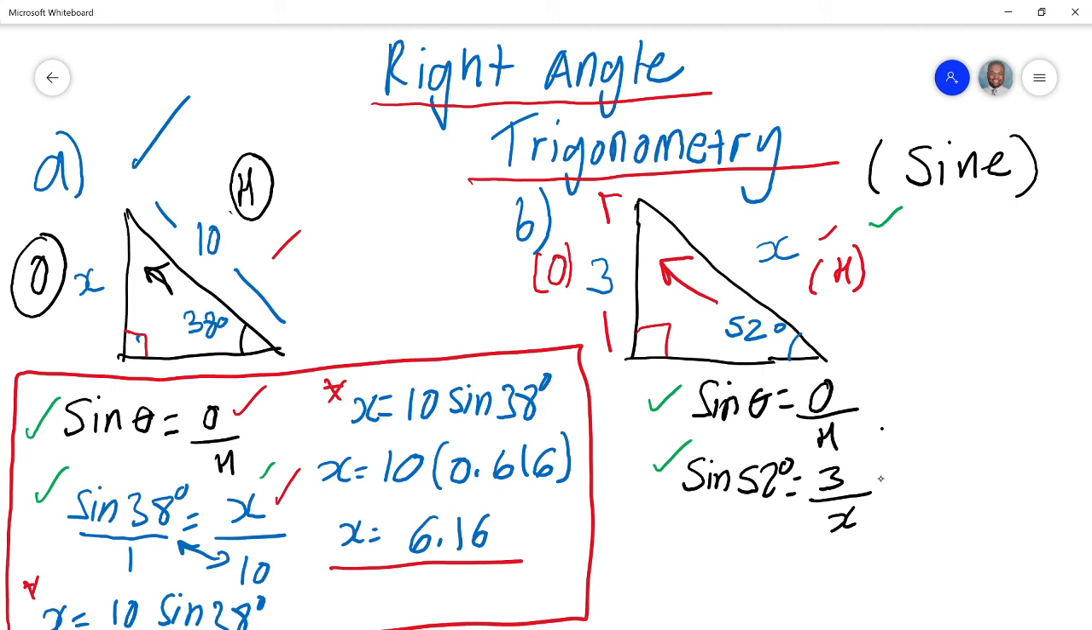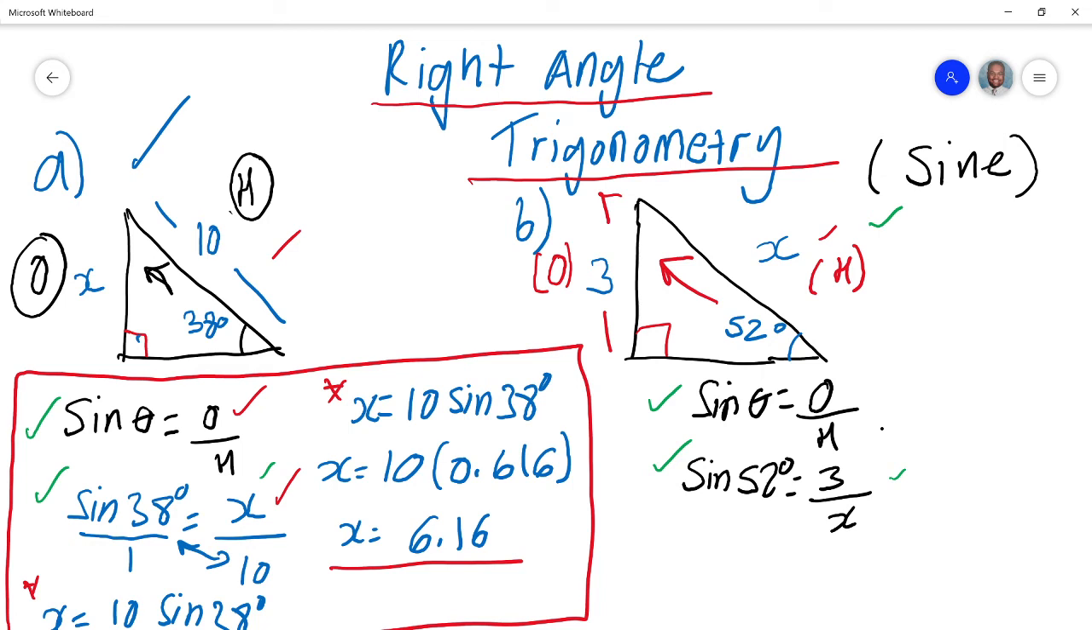However, in B, your x, which is what we want to find, is your denominator. So we can't multiply. So it's very important to pay attention to what we're trying to work out. Are we trying to work out your numerator or your denominator? Because both of them will have a slightly different approach to solving this.